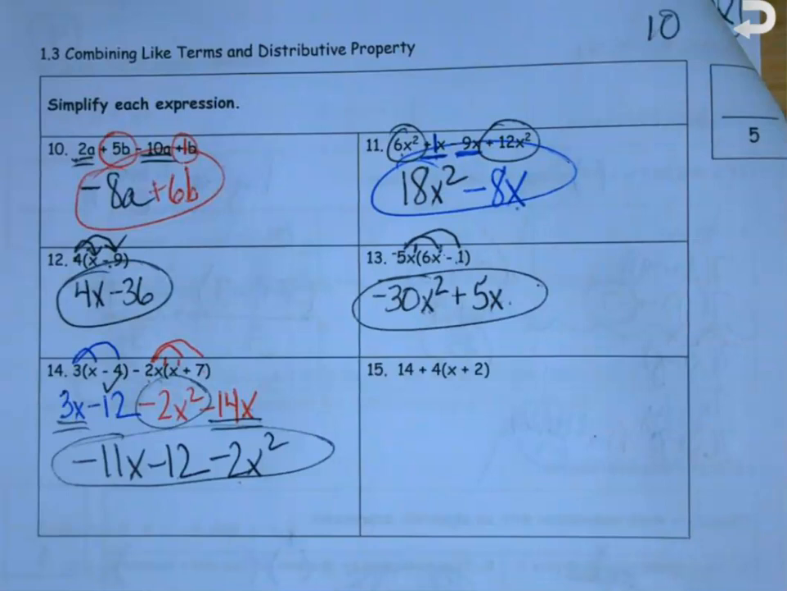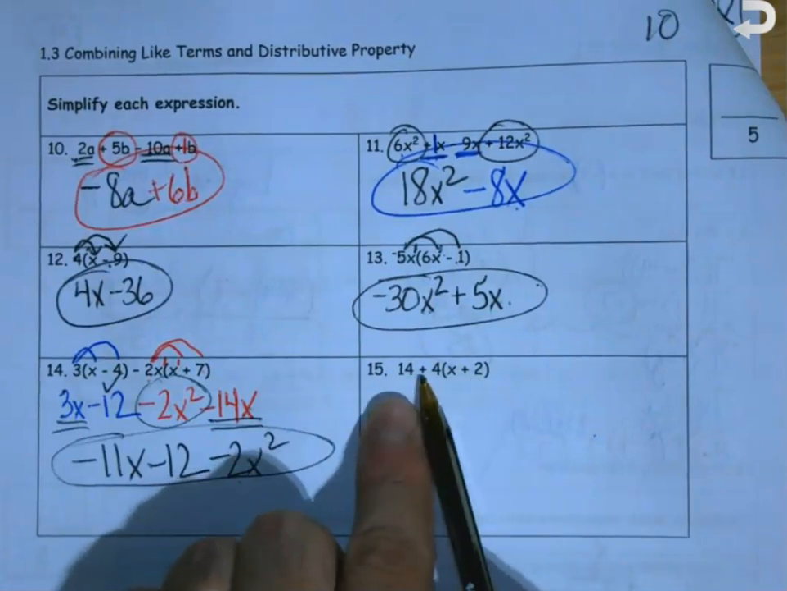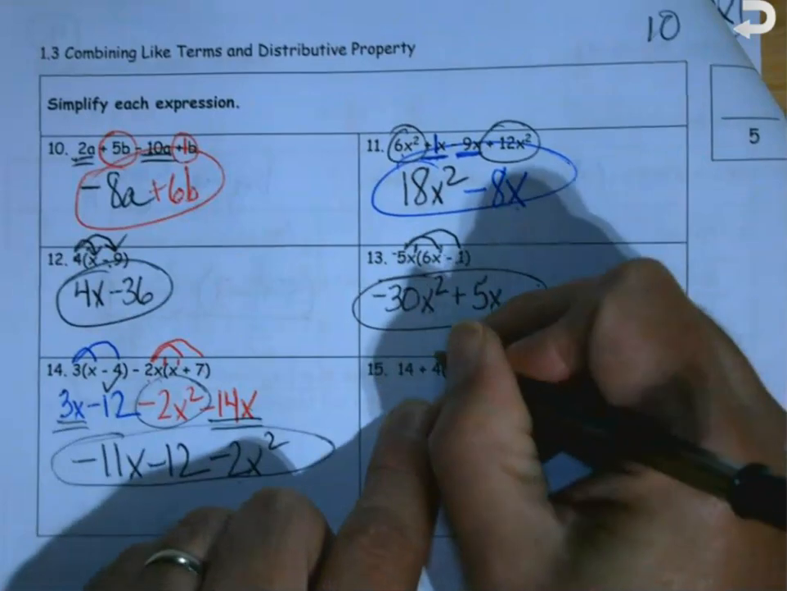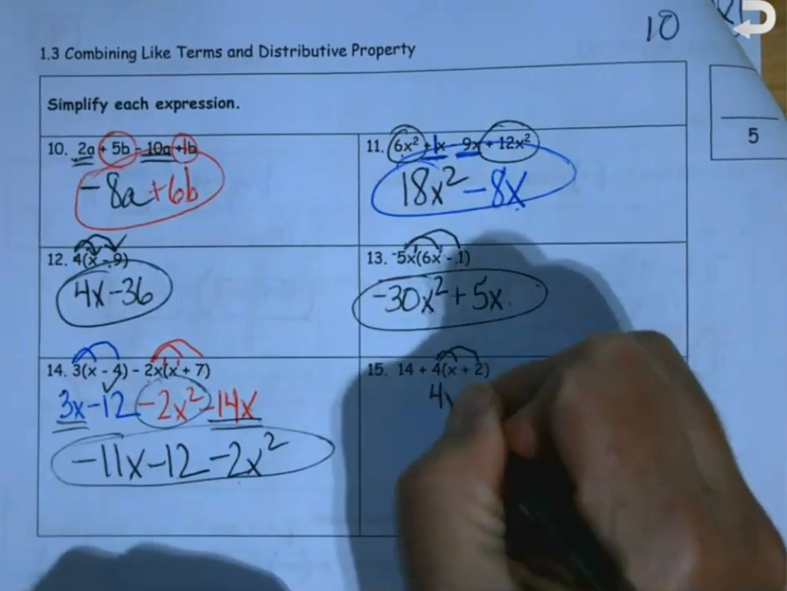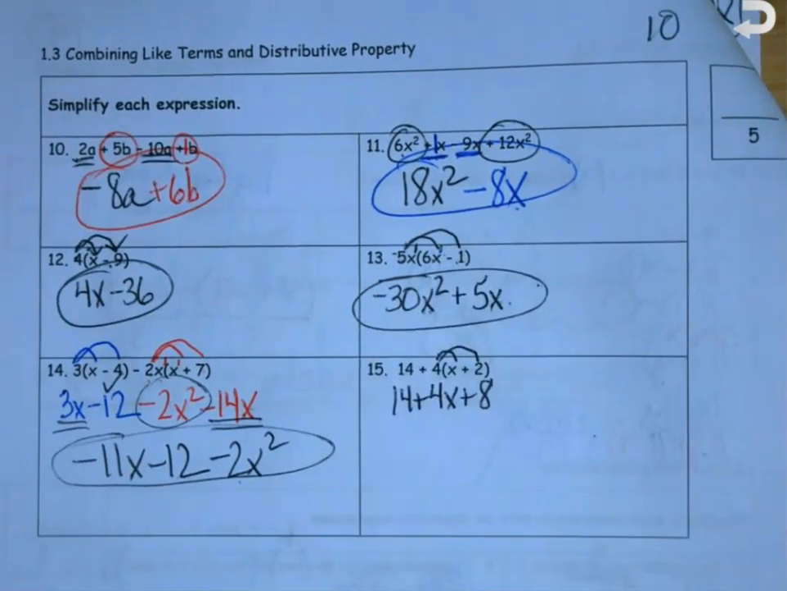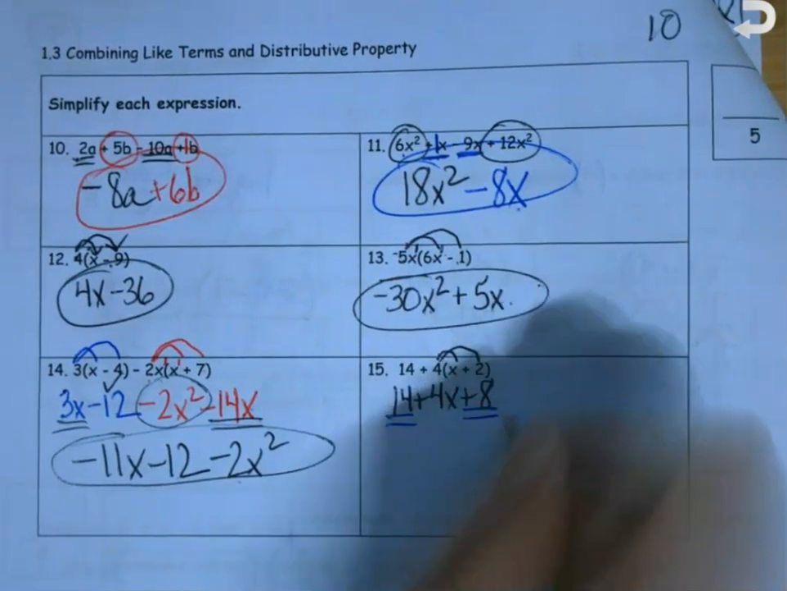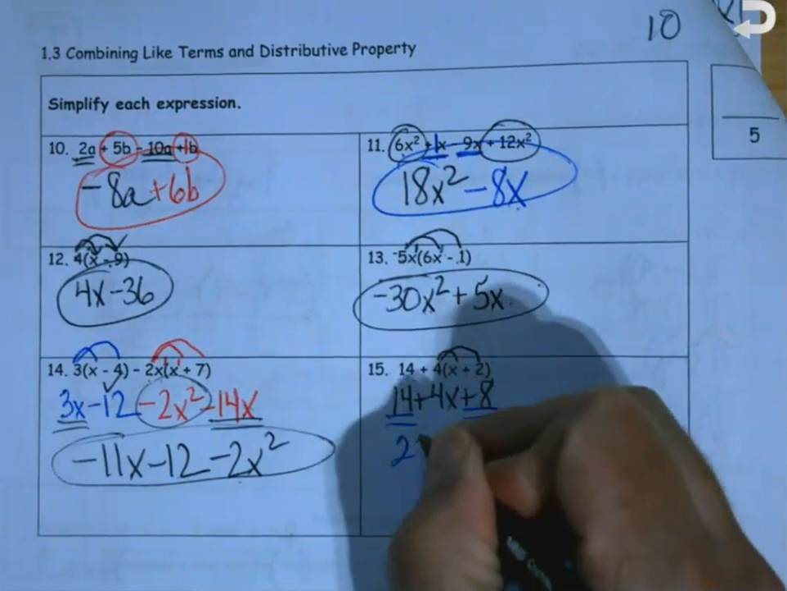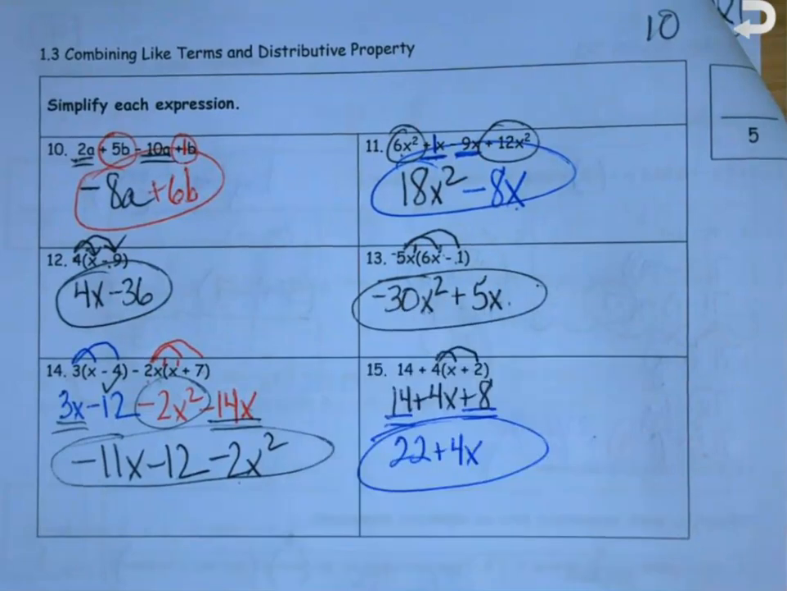Okay? Last one for the review. Don't get sucked in. Multiply comes before add. Do not add those first. Multiply first. Distribute first. 4 times x, 4 times 2. Find the things that are alike. Put them together. Call it good.